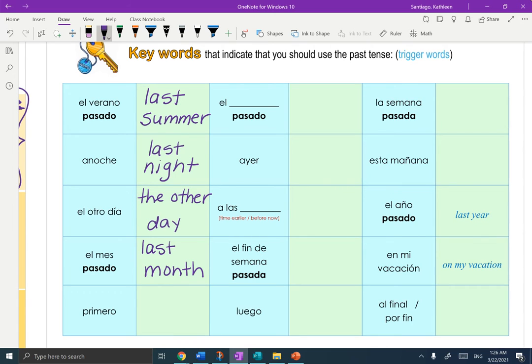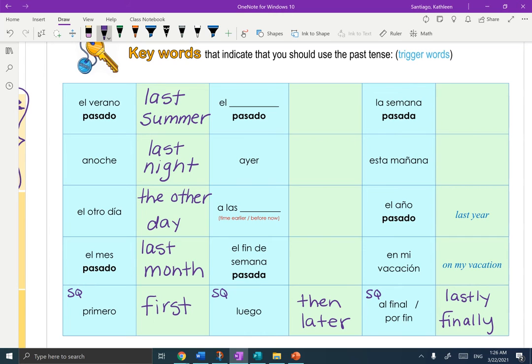Primero, luego, al final, or por fin. These are going to be our sequence words. Secuencia. Okay, these are our sequence words. Primero, first. Luego can mean then or later. Al final or por fin. Okay, al final can mean lastly or por fin, finally. Okay, those are our sequence words.